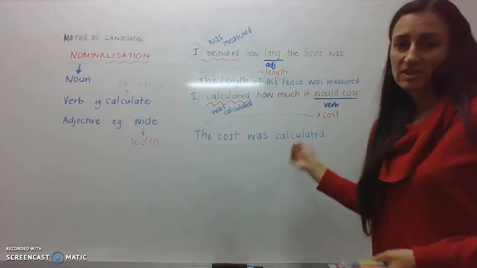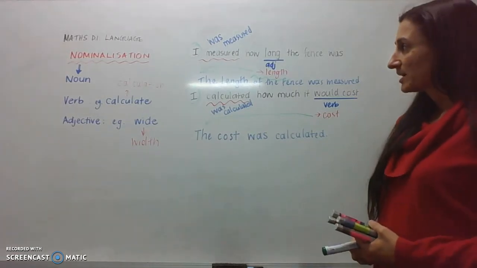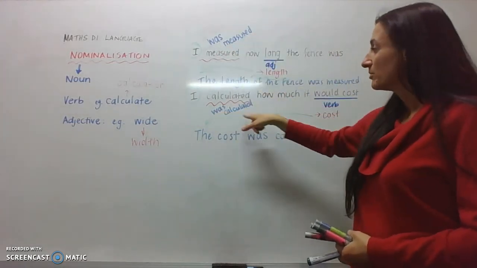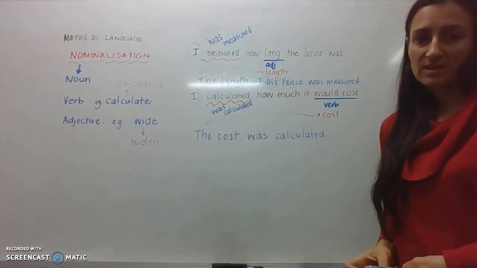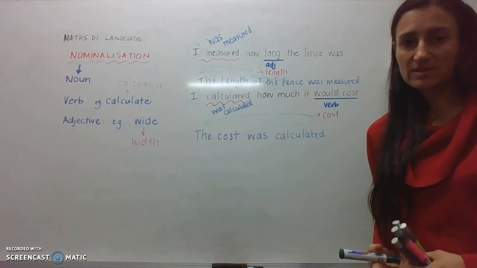So as you can see, there are no subject pronouns in either of these sentences. They're both now in the passive voice because of the fact that we have this was in front of the verb in both cases. And we also have much more formal sounding sentences which are more indicative of what you should be using in a Maths DI or even a Science Prac report.